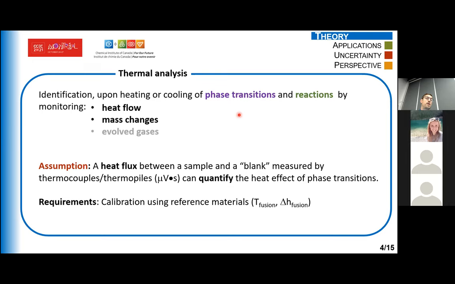So what are the assumptions in this specific case for the heat flux DSC that I'm going to present in a moment? It is that a heat flux between a sample and a blank, measured by a thermocouple or thermopile, can quantify the heat effect associated with these phase transitions. And basically the requirement for this kind of measurement is to be able to calibrate using different reference materials.